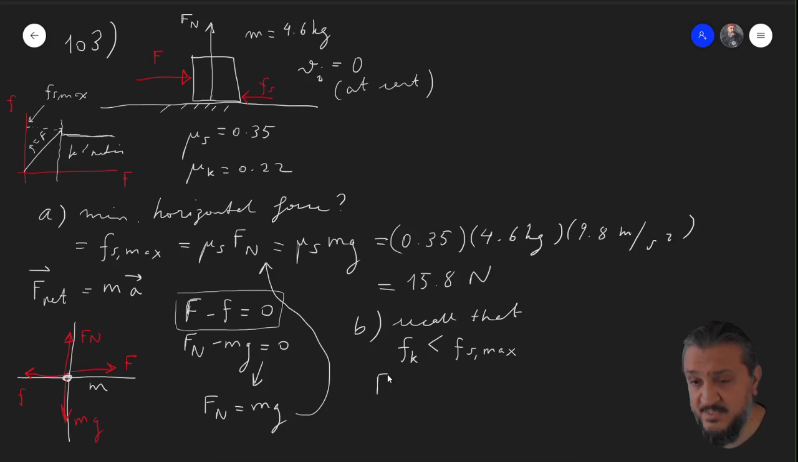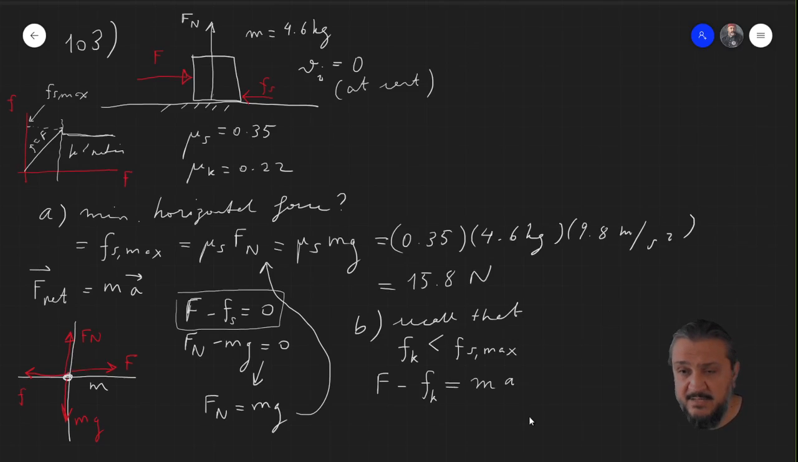So let's rewrite the equation now. F minus Fk, but this is Fk, not the static force. This Fk will be less than 15.8, therefore there will be acceleration. So I have to write m times a here. Okay, so the answer to part B is yes, the object will accelerate, and this is how you find a. Can you find a? Yeah, we can.